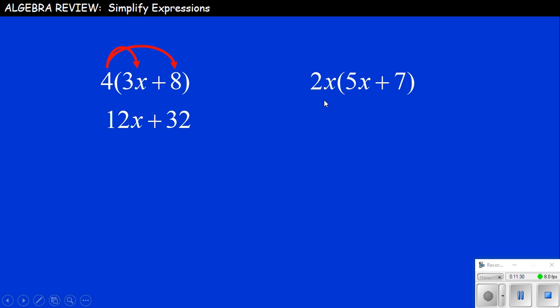Here, the second example has an x being distributed, so we have to remember the rules from multiplying terms. 2x times 5x will give us 10x squared. 2x times 7 will give us 14x. And that's it. That's the end of both of those problems.